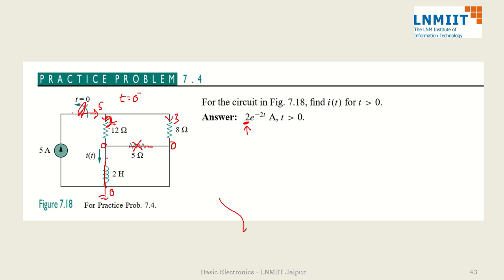Once you remove this current source, you are left with this circuit. Calculate the R equivalent. You have L, you get tau, and you get all the values.